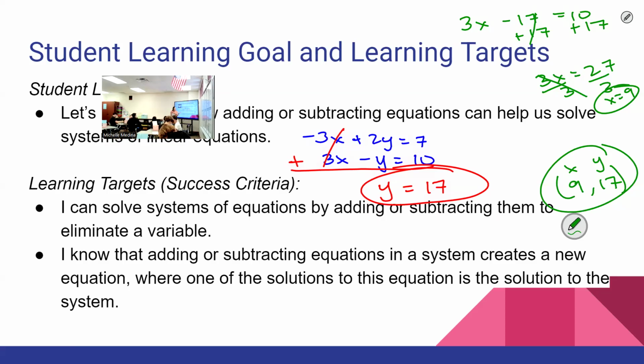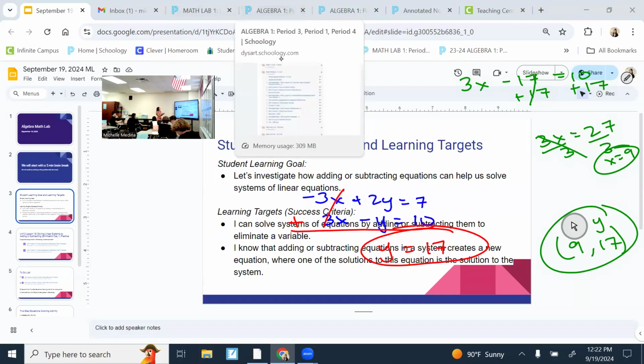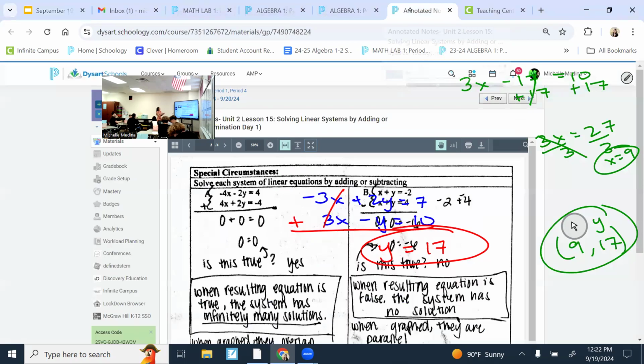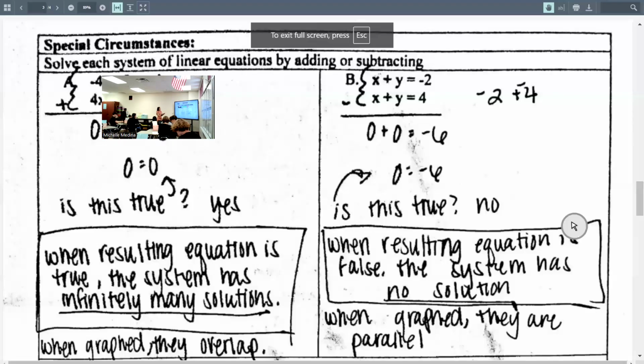And then my first hour didn't get to this part, but you need to know the special circumstances. So if you already saw this part, you probably don't need to write it down, but my first hour definitely did not. But on the second page of the notes, there was a space for special circumstances, and here they are.